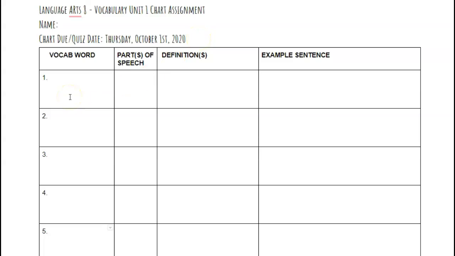You're going to have spots for the vocab word. Parts of speech. They usually have one part of speech. Sometimes they have two, and on rare occasions there are three. You're going to have a spot for definitions. At least one, if not two, sometimes three. That's pretty rare. And then an example sentence. Again, you are using the same information on the video. You are not making up your own information for this chart assignment.